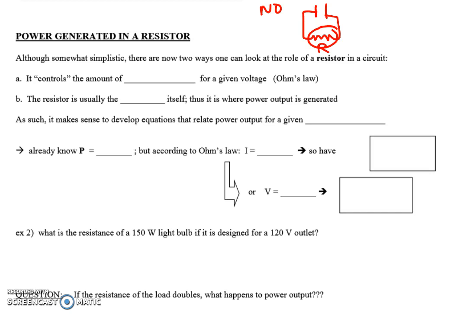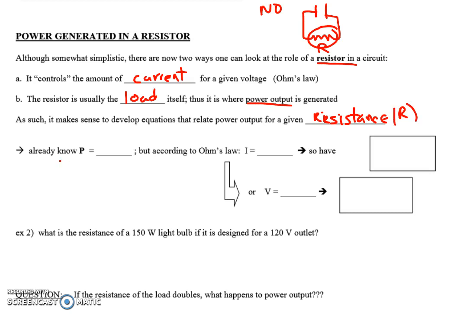Although somewhat simplistic, there's two ways you can look at a resistor in a circuit. It controls the amount of current. In other words, if I want a very little current in a circuit for whatever reason, I put a high resistance in it. If I want a lot of current, I have low resistance. The resistor is also usually the load itself. Thus, that's where the power output is generated. So as I was saying earlier, it makes sense to develop an equation that relates power output to a given resistance R. Okay, so let's do it.